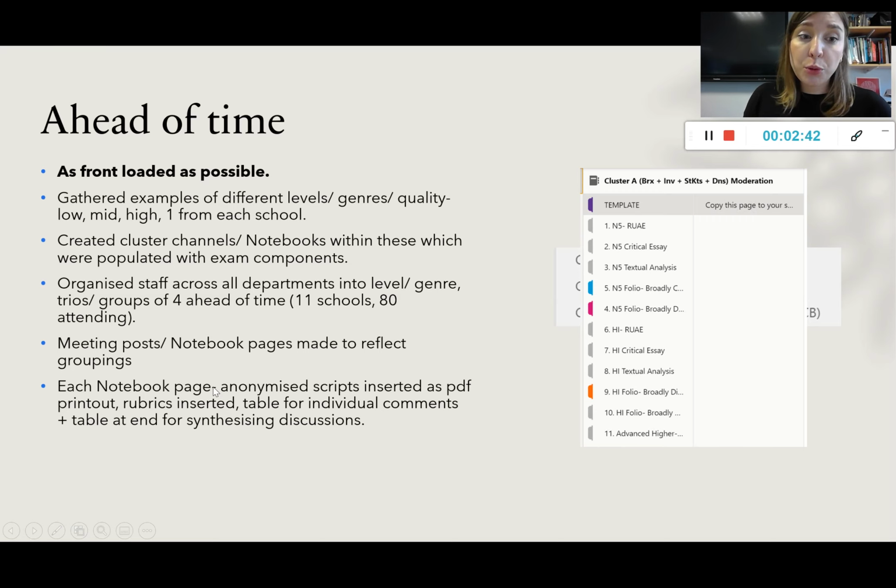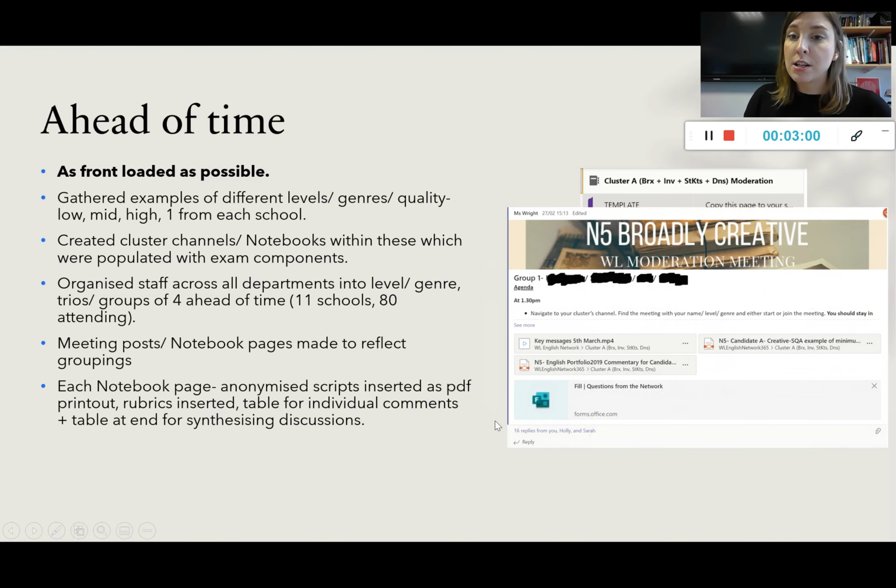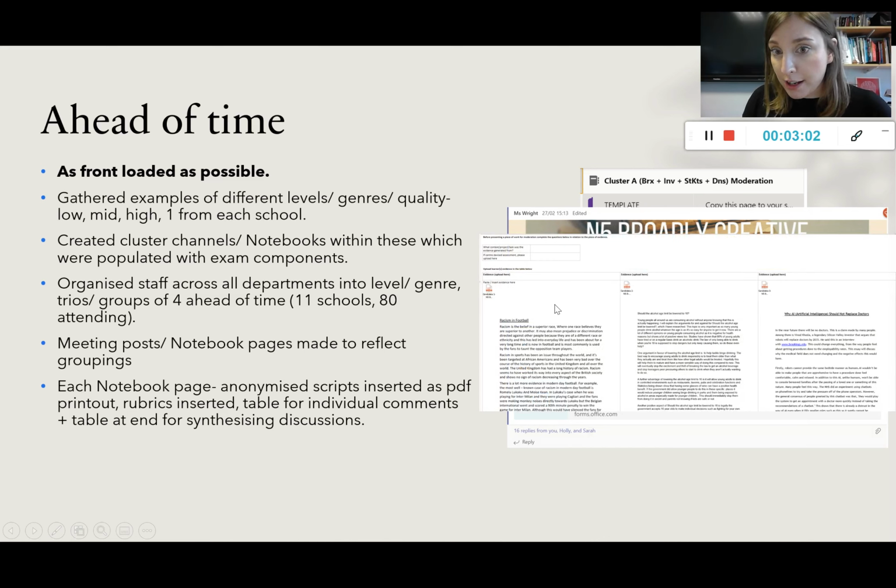Each notebook page had anonymized scripts inserted as PDFs, with all the rubrics and marking instructions necessary there, as well as SQA understanding standards material, which were linked in the notebook and also on team meeting posts. So here's one example of them inserted as PDF printouts.